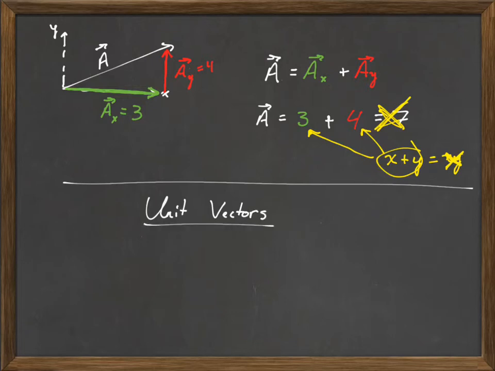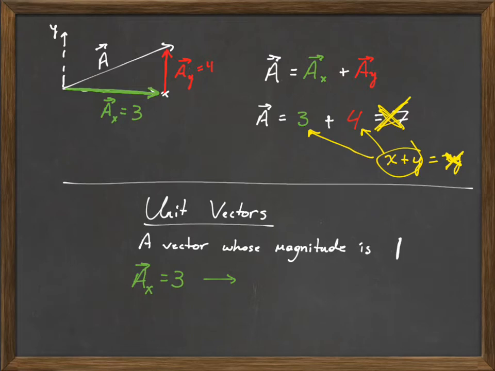Okay, and so a unit vector is simply a vector whose magnitude is 1. So a vector with a magnitude of 1. Okay, and what we use unit vectors for is to really specify a direction. So, for example, in our above example, we said the x component of A was equal to 3.